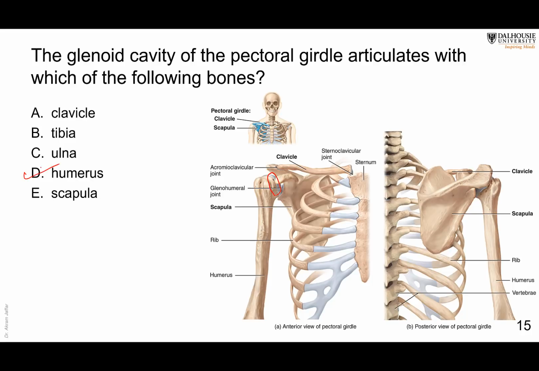It doesn't articulate with the clavicle. What articulates with the clavicle is the acromion process of the scapula at the acromioclavicular joint. The tibia is a bone of the leg. The ulna is a bone of the forearm, and it's located away from the pectoral girdle. And the glenoid fossa or the glenoid cavity is part of the scapula, so it does not articulate with the scapula. The correct answer here is that the glenoid cavity articulates with the humerus.